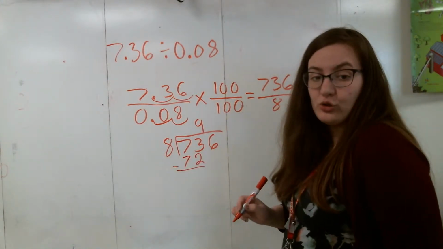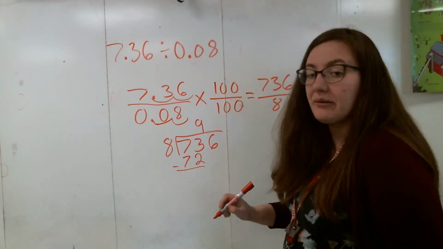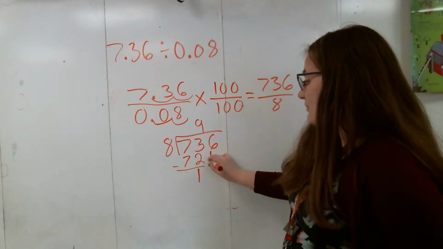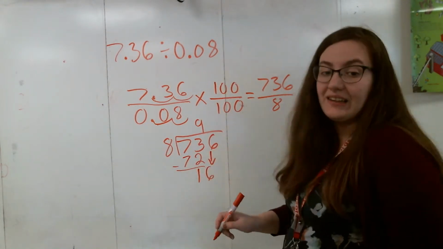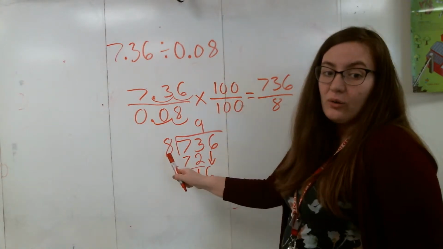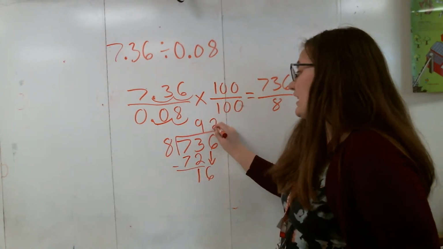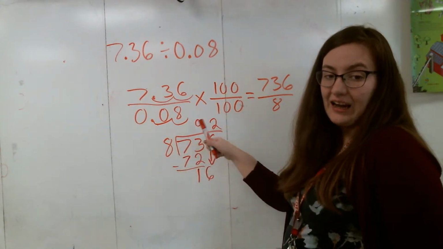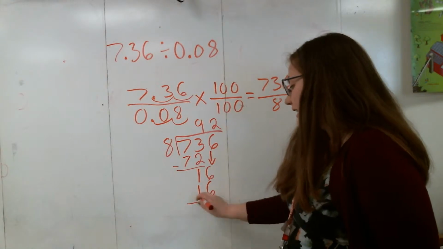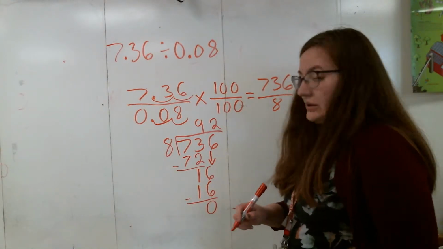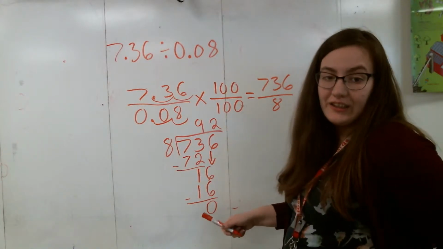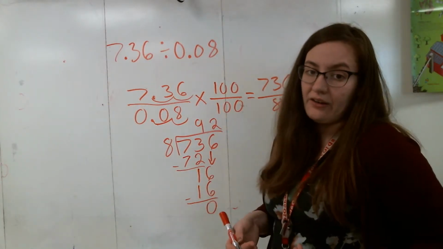And now I need to subtract. So I'm going to do 73 minus 72, which gives me 1. Then I have to make sure I bring down that 6. And now I have to figure out how many times can 8 go into 16. Well, 8 could go into 16 2 times because 8 times 2 is 16. So I'm going to write that number down here. And then I'm going to subtract. And when I do 16 minus 16, I get 0. And this 0 lets me know I have no remainder, so I can now stop.